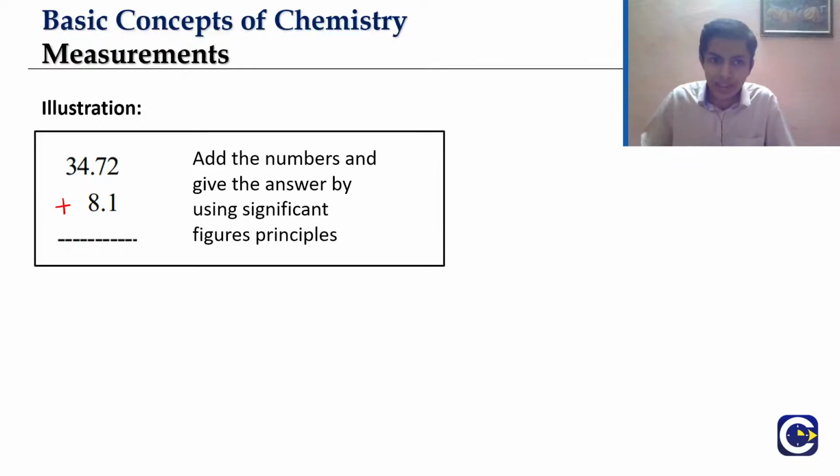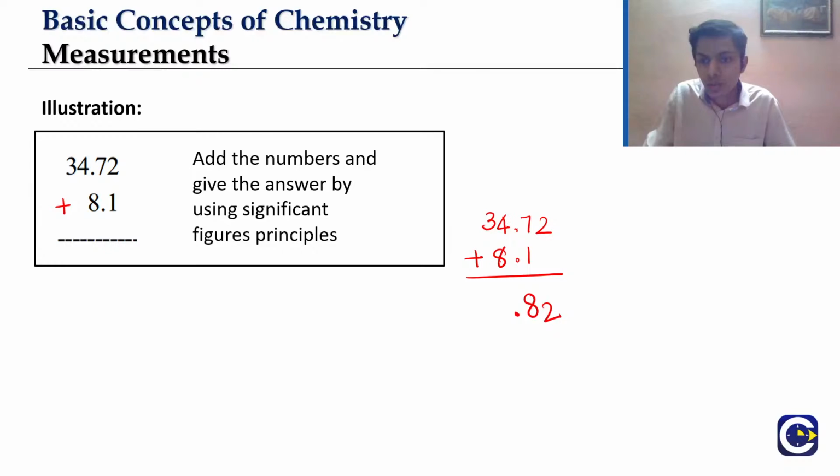Yes, normal addition only, and then you will have to round it off to the minimum decimal. So for example, over here, 34.72 plus 8.1. When you do addition, how much will it be? Since it is 42.82, I should round it off to one decimal. So I'll remove this because it is less than 5, and I'll write it as 42.8.